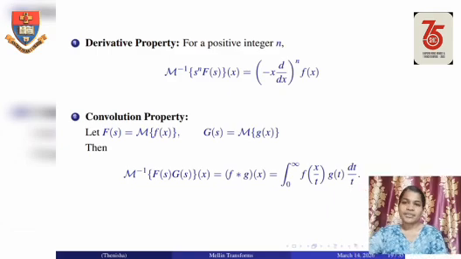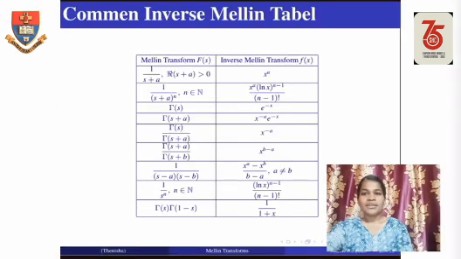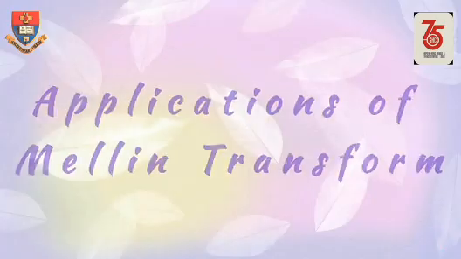5. Convolution property. Let F of s equal to Mellin of f of x, G of s equal to Mellin of g of x. Then Mellin inverse of F of s into G of s equal to f star g of x equal to integral 0 to infinity f of x by t into g of t into dt by t. This is a common inverse Mellin table. Previously we have seen common Mellin transform table. These two tables play an important role for solving examples as well as applications of Mellin transform.